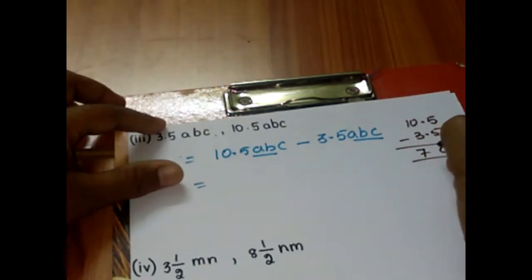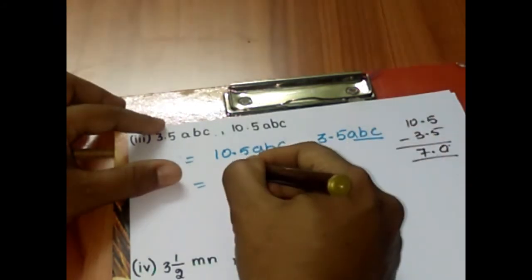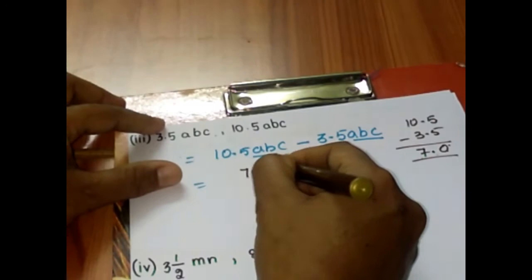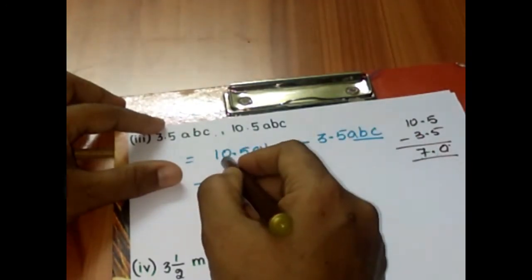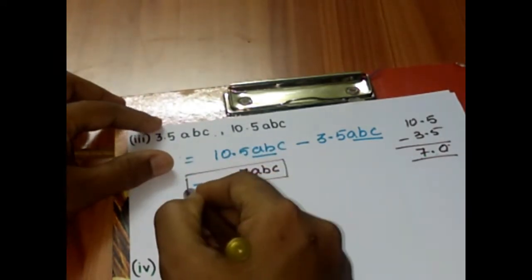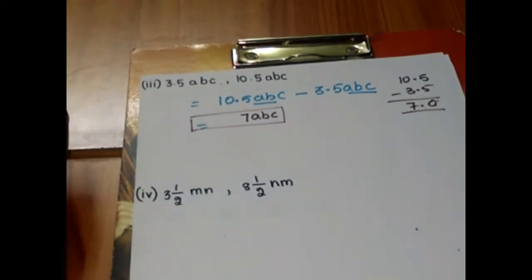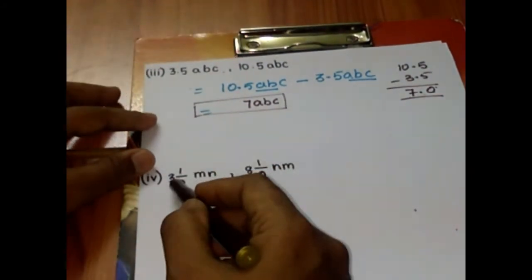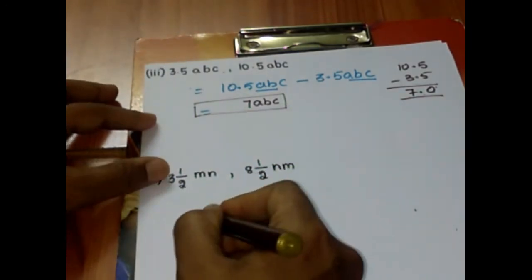10 minus 3 is 7. 7.0. After decimal, if you have 0, you can neglect because the value remains the same. 7ABC. Among 10 and 3, which is the greatest one? 10.5 is greatest. It is having plus sign. So the solution is minus 7ABC.